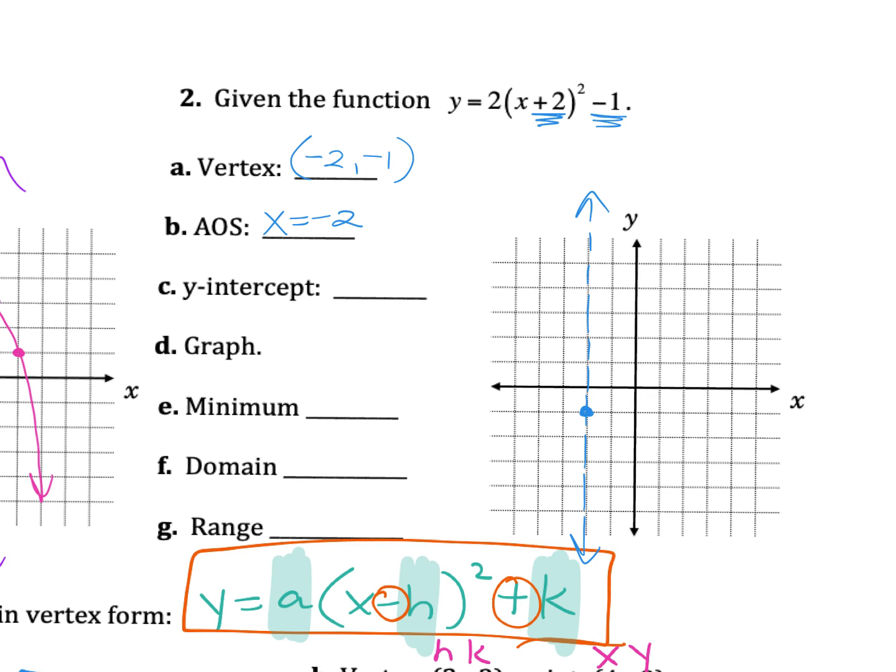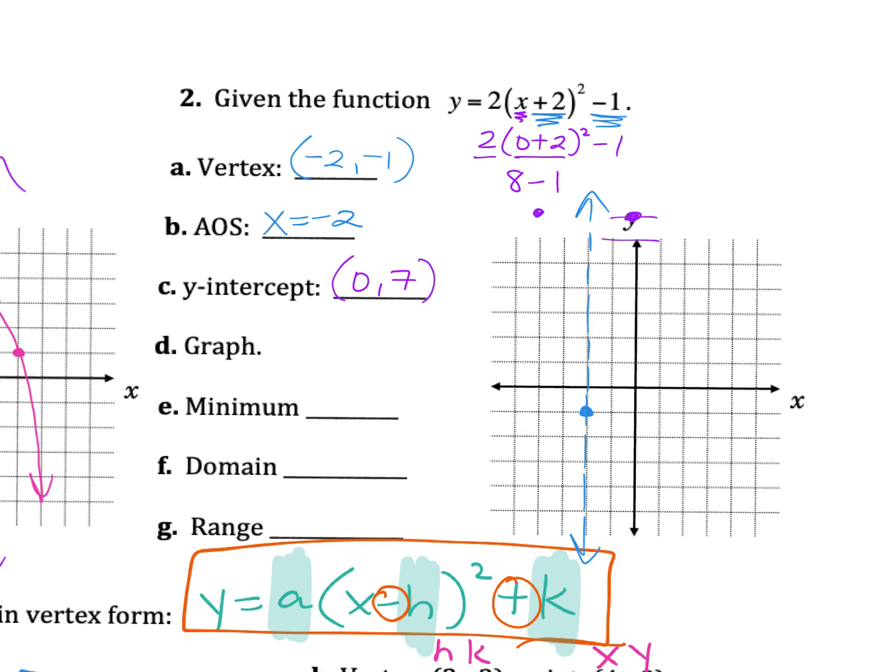Okay, y-intercept. Plug in 0. So if you plug in a 0 here, 2 times 0 plus 2 squared minus 1, that's 2 squared, so 4 times 2 is 8 minus 1, so 7. So 0, 7 is your y-intercept. If it fits, you can graph that. 1, 2, 3, 4, 5, 6, 7. That would be about there. So feel free to do that and reflect it if you want.